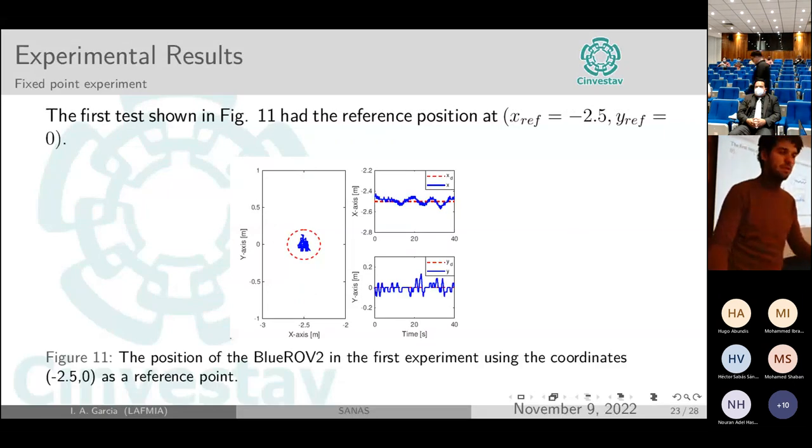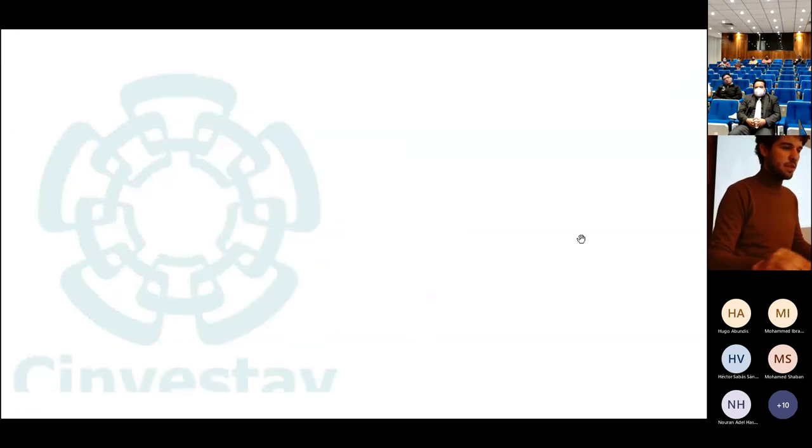And our results are shown in this picture. In this first test, we had a fixed reference point that the controller must maintain. This is a relative position, so the target vehicle can be moving. This reference is static, but in reality, both of the vehicles are moving, and they try to keep the same distance between each one of them. This is our first experiment. It was a fixed point.